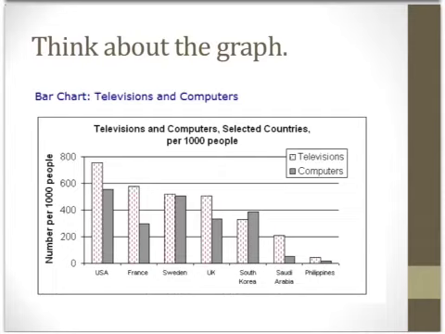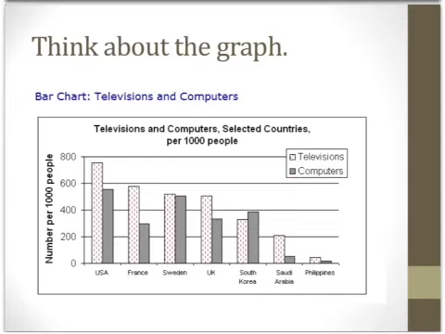And as you can see in this bar chart, on the x-axis, we have the number of televisions and computers per 1,000 people. On the y-axis, we have 7 countries. This can be a bit of a tricky graph to look at because you're comparing 7 countries, and within that, you're comparing the numbers of televisions and computers for each country.